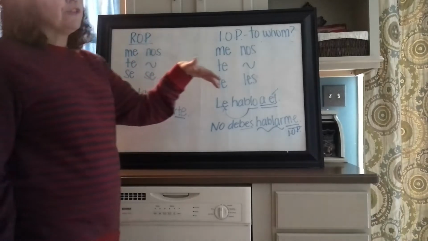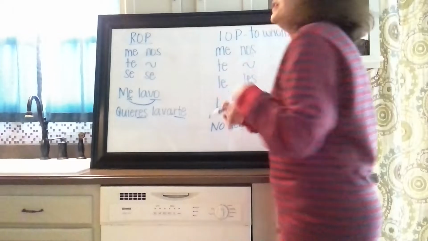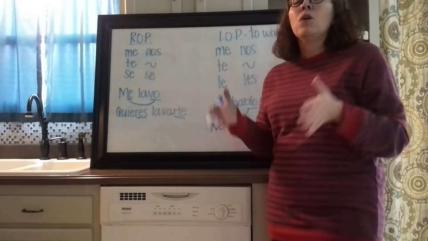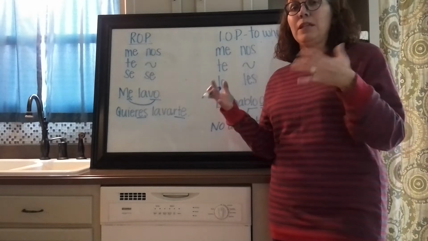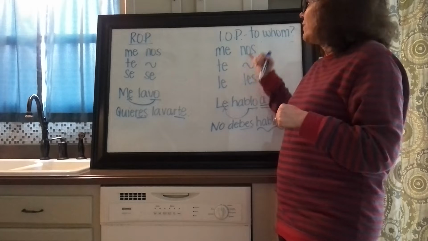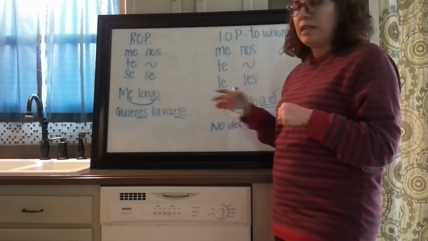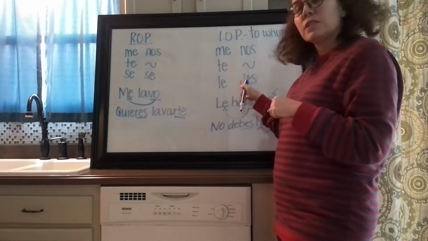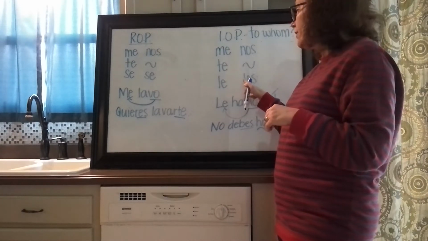Okay, so we move over to indirect object pronouns. Indirect object pronouns answer the question to whom, or who is the action happening to. Our indirect object pronouns are me, te, le, nos, and les, very similar to our ROPs, but you can see that the third person singular and third person plural are different.